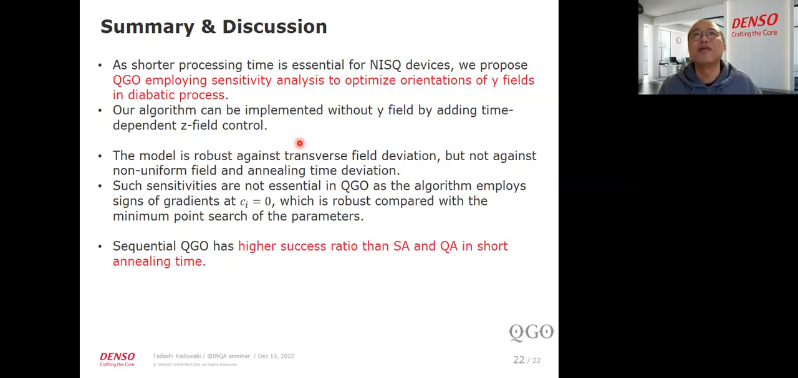Okay, that's it, and so the summary. We introduced the sensitivity analysis with the Y field, and we showed that, while still not perfect, we see a higher success ratio than simulated annealing and quantum annealing at short annealing time. Okay, that's it. Thank you.